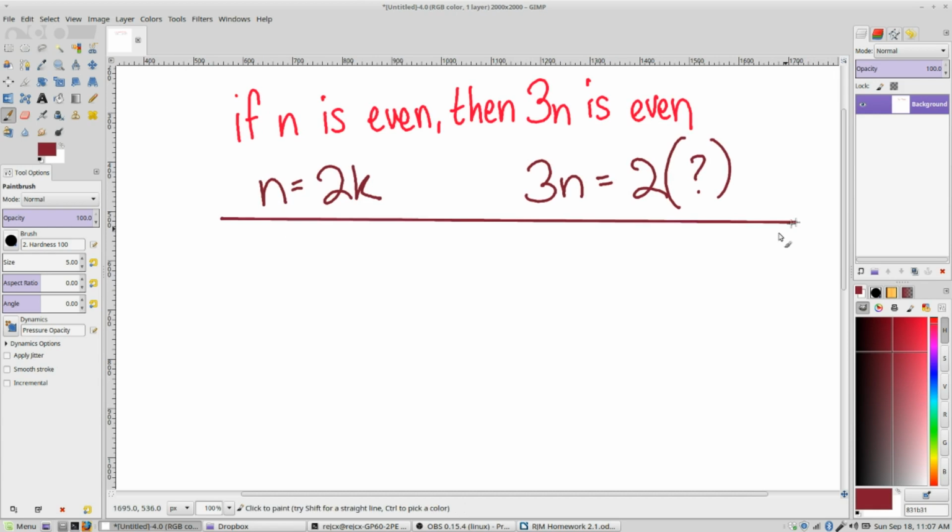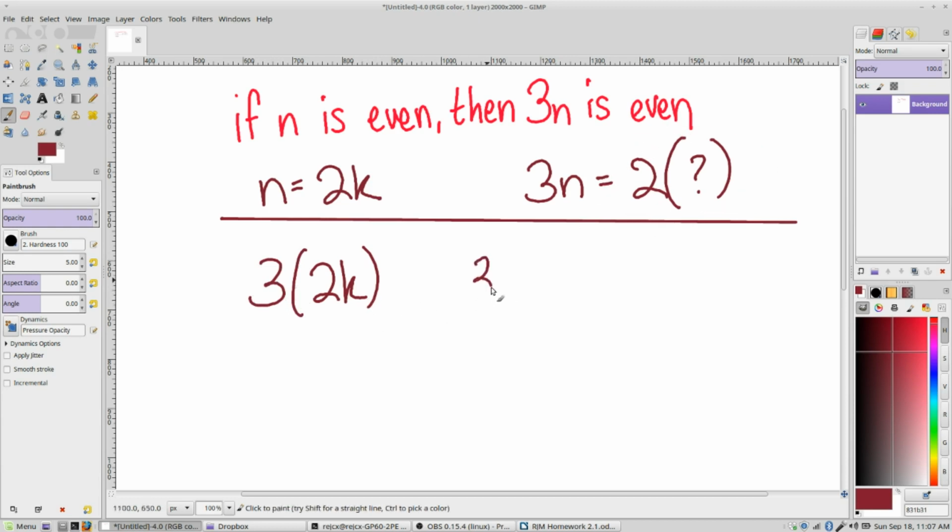So let's say we have if 2k is an even number, and we have 3k, if we multiplied this out, it'd be 6k, which we know is even. But we just need to rewrite it in this form. We don't need to multiply this out.